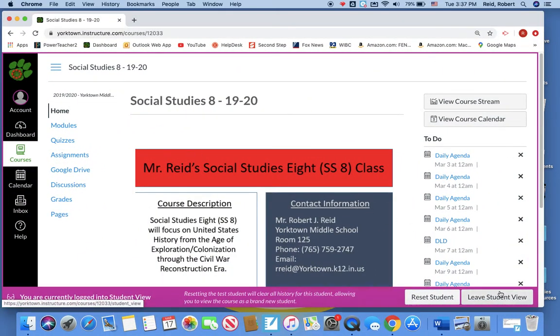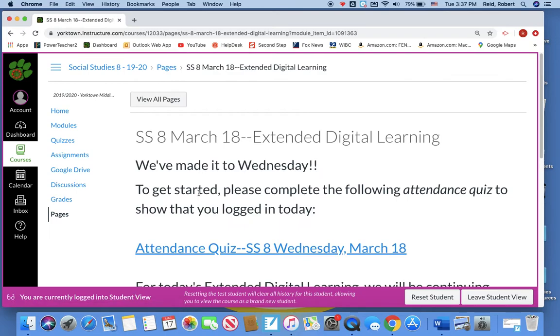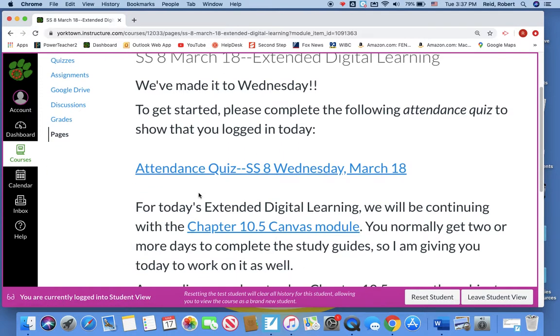You'll once again see that we are in student view, so once again, you have a different view than the teacher does. So I wanted to make sure that I could see exactly what you are seeing. Getting into the module for today, click it open. Once again, it says we've made it to Wednesday.